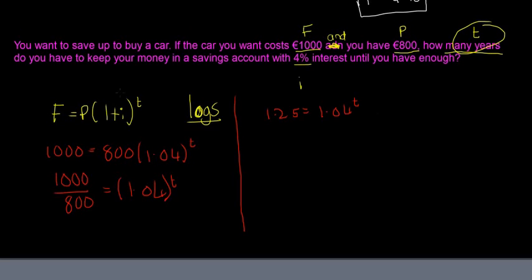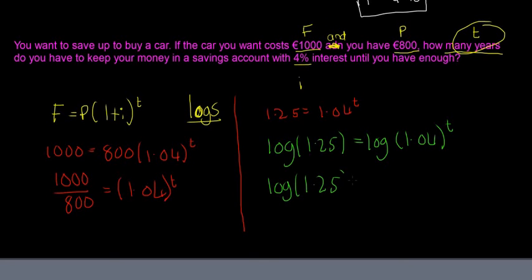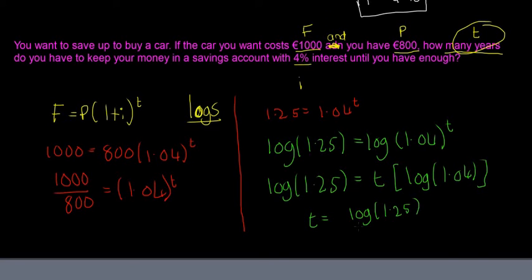I'm going to take log of both sides, so log base 10. So it's going to be log 1.25 is equal to log of 1.04 to the power of t. That's the same thing as log of 1.25 is equal to t times log of 1.04. So remember, with logs you can take the power down, and then finally we're going to have that t is equal to log of 1.25 divided by log of 1.04, and then we're going to finally get that answer.